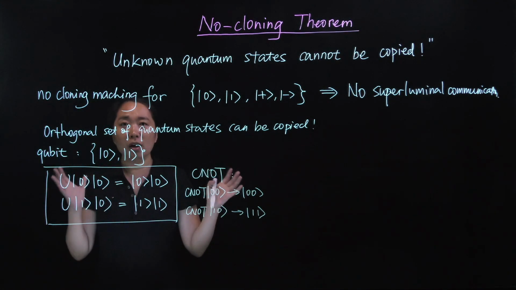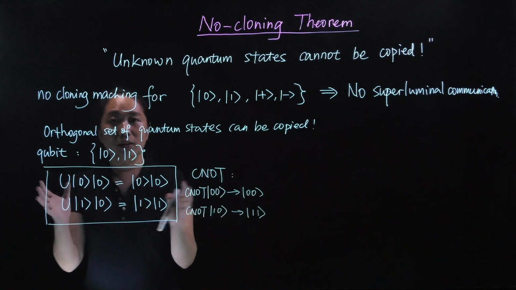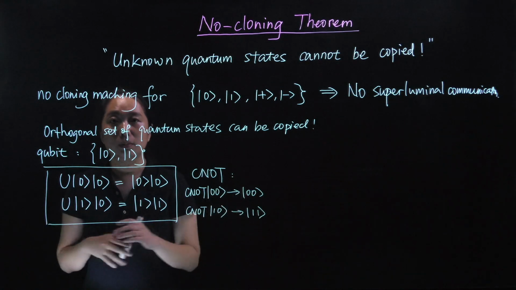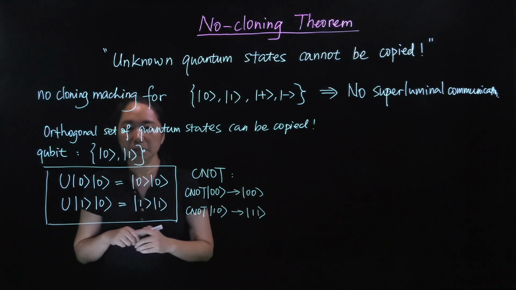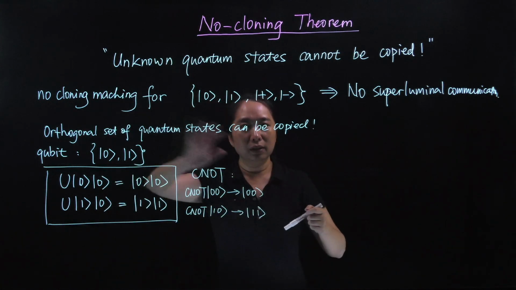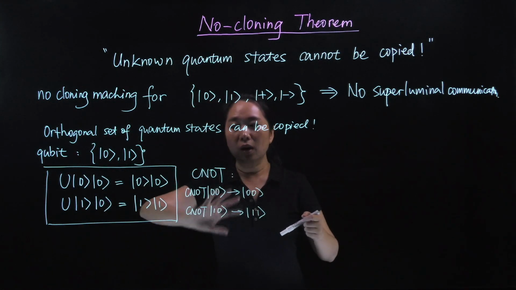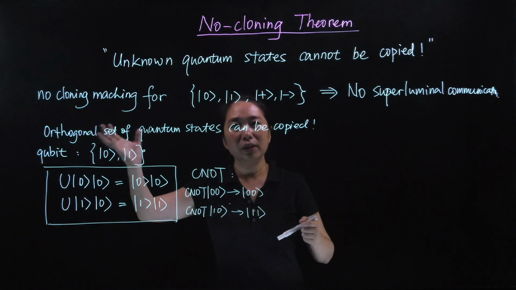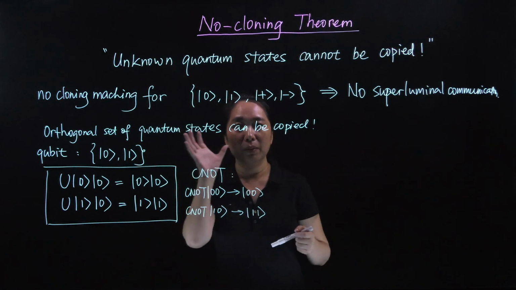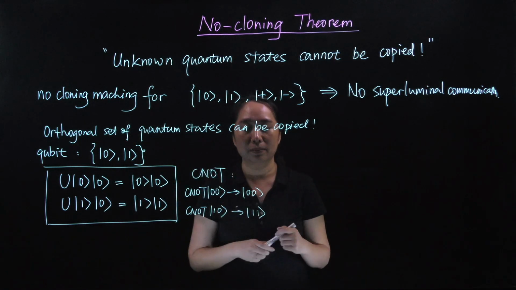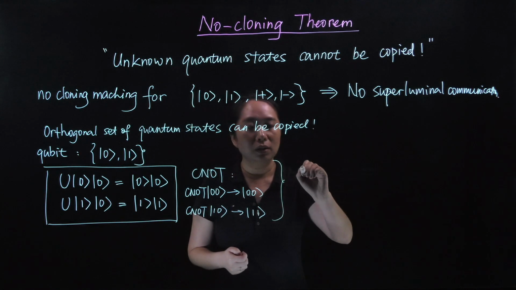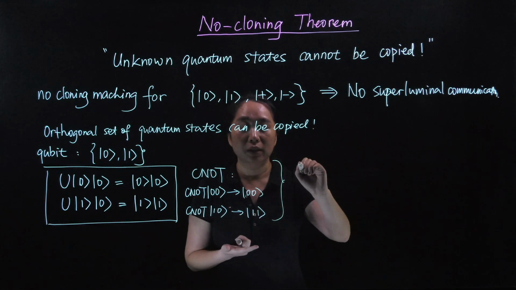But it will not be able to copy any other superpositions of these states, as we have seen in the proof of the no-cloning theorem. So this is to say that this operator, for it to be a copy machine on the orthogonal set, only acts on these two particular states. It does not act as a copy machine for the entire qubit space. And this is very similar to how classical information can be copied.